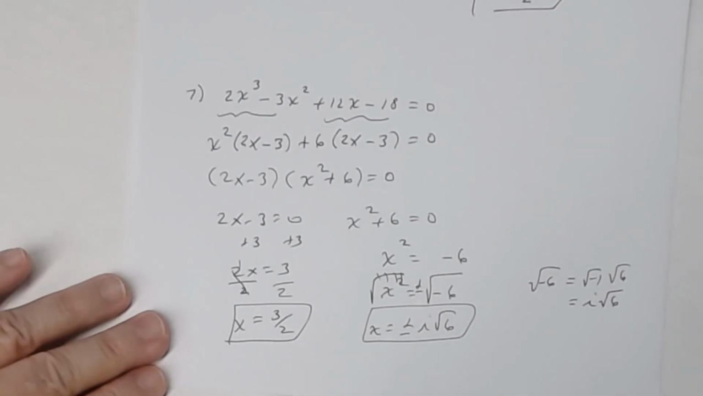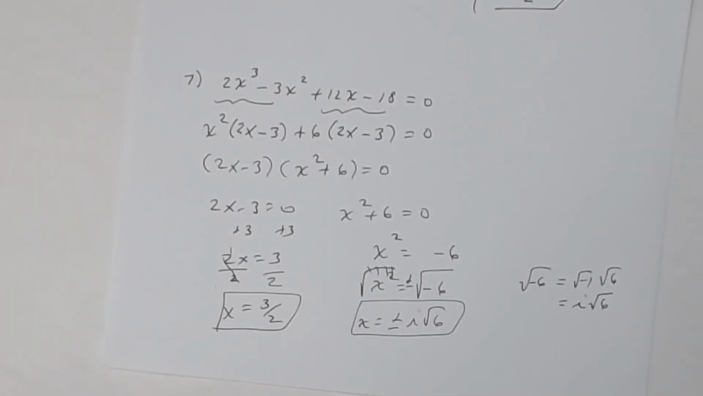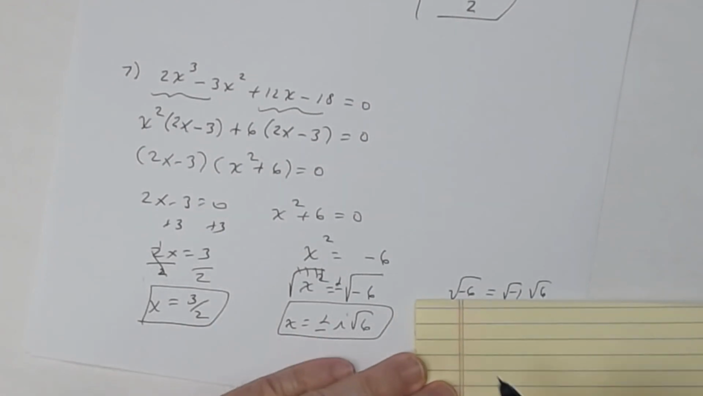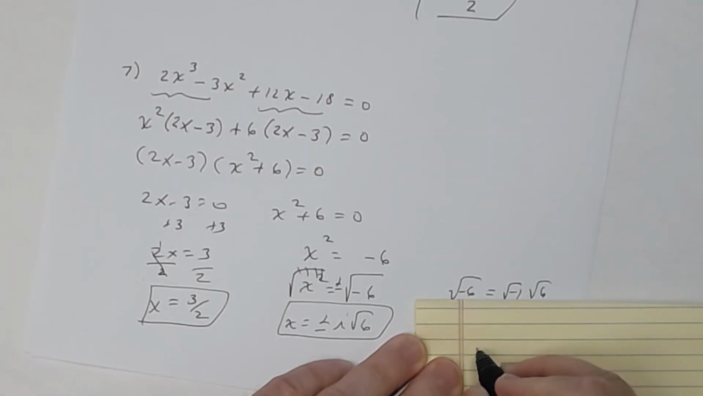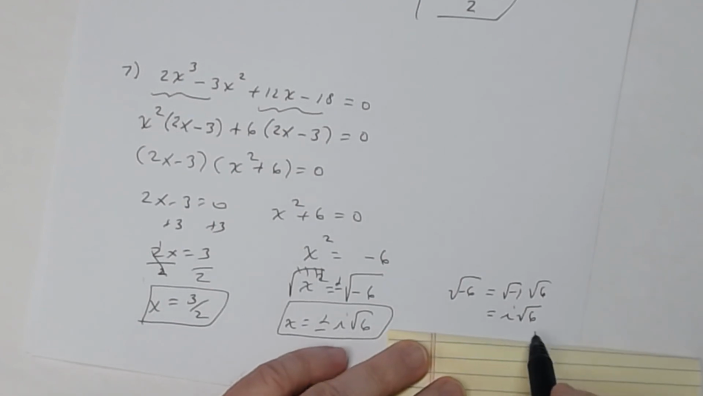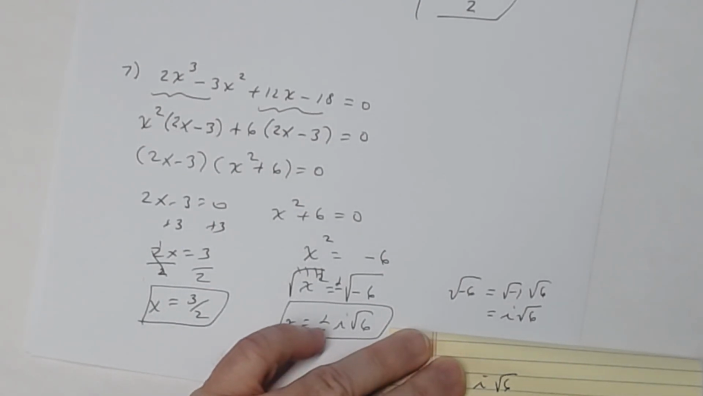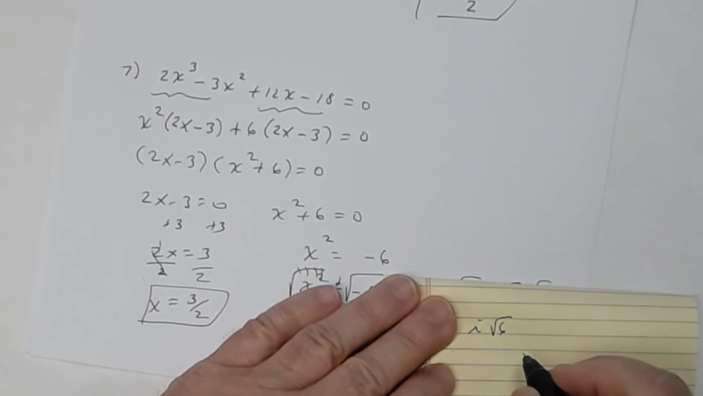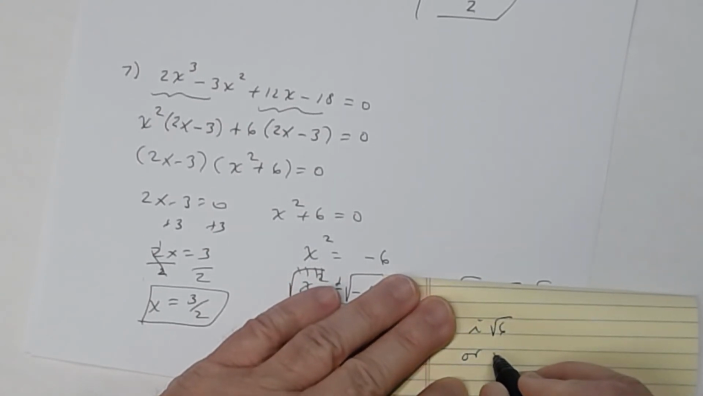Now let me warn you about something, and hopefully you didn't do this because we talked about this before. Where it had i square root of 6, some students like to put i in back of that radical. Well, that's fine as long as it looks like this: square root of 6 times i. Notice that i is not supposed to be under the square root. i is supposed to be outside.